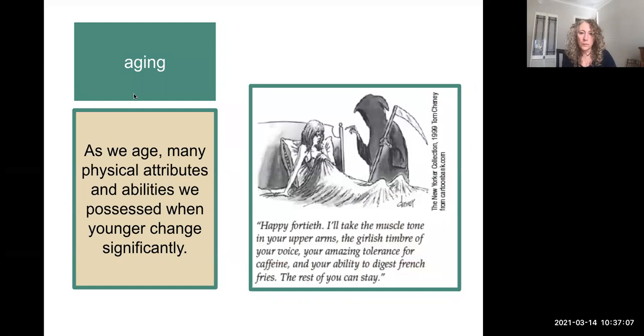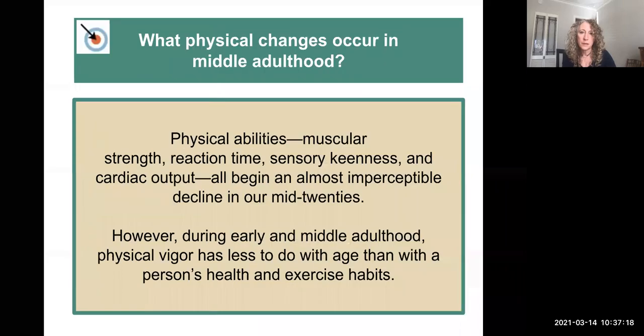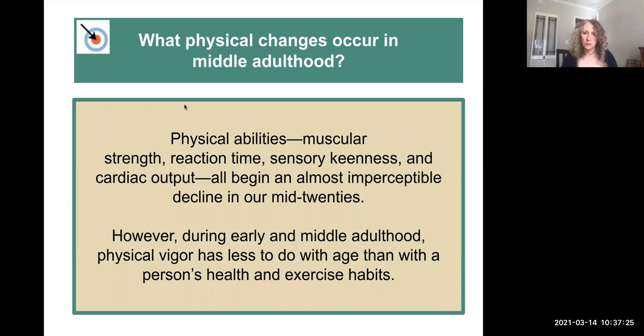So there is a term, aging. As we age, many physical attributes and abilities we possessed when younger change significantly. And we know that. We're going to go through some of them today. We really start to notice physical changes in middle adulthood and late adulthood. Muscular strength, reaction time, sensory keenness, and cardiac output all begin an almost imperceptible decline in our mid-20s. Wait a minute, what? That's only a few years for you guys. So yes, there is some change.